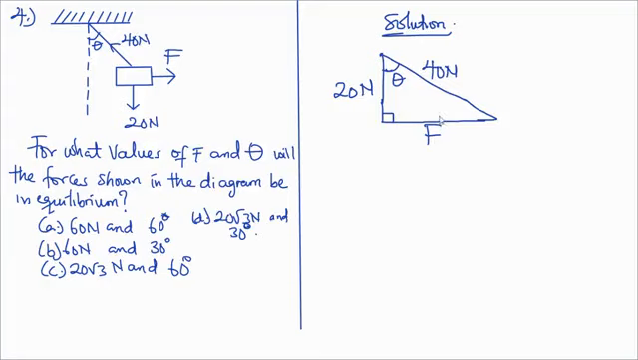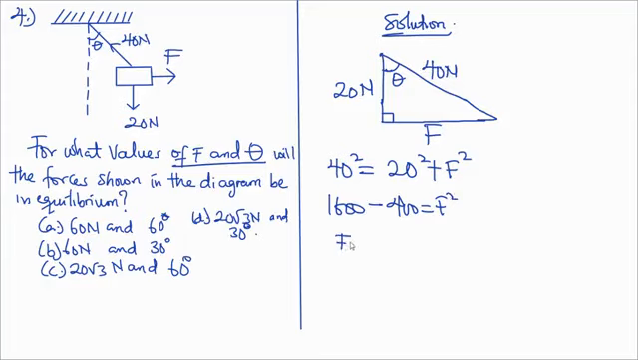What are we looking for? They say we should look for the F and the theta. So for us to get F, what are we to use? Pythagoras theorem. Square of the hypotenuse is equal to the sum of the squares of the other sides. So this is 1600. You know that 40 squared is 1600, minus 400, is equal to F squared. Now our F squared is 1200. Now our F is the square root of 1200.